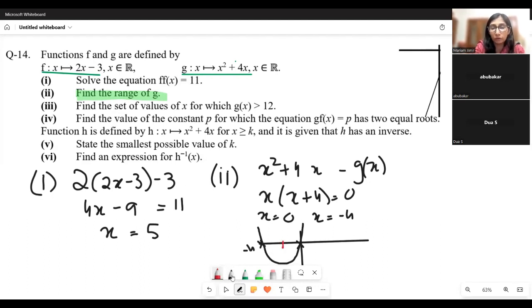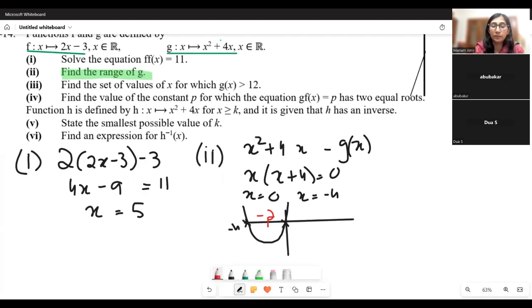Here in the middle its value will be -2. And when x is -2, tell me what y equals on this curve. It's going to be (-2) whole square plus 4 into -2. It is -4. Yeah, -4. So this is (-2, -4). Okay, we've sketched the curve.